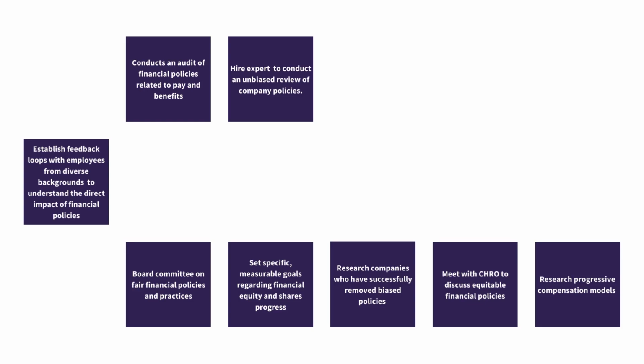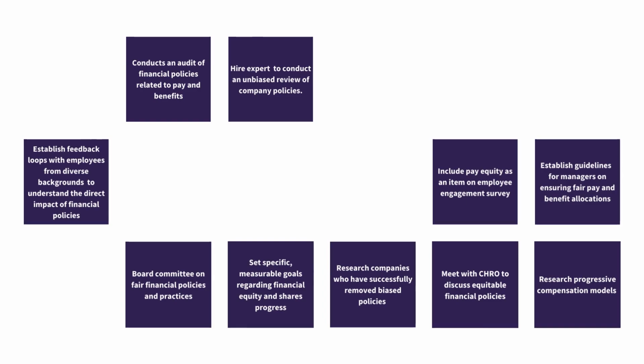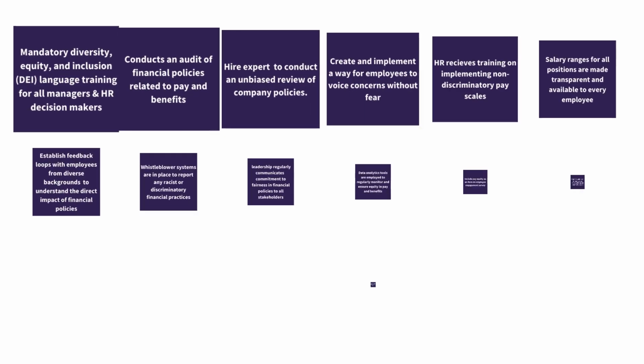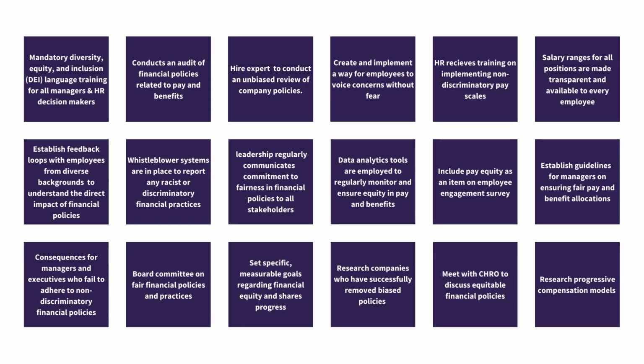There are some items that I put on my brainstorm that I thought, well, I could possibly implement them, maybe not in the next week, but in a fairly short period of time. So that included things like including pay equity related items on an employee engagement or a pulse survey, or working with a CHRO to establish guidelines for managers around ensuring fair pay and benefit allocations. There's some items on my brainstorm that are a little bit of a stretch. So they include things like making salary ranges transparent for all positions and making that available to every employee, or creating a whistleblower system so that folks feel comfortable reporting racist or discriminatory financial practices.